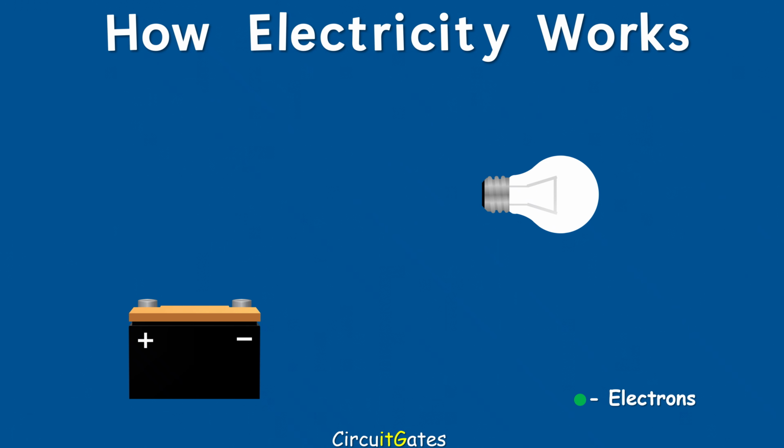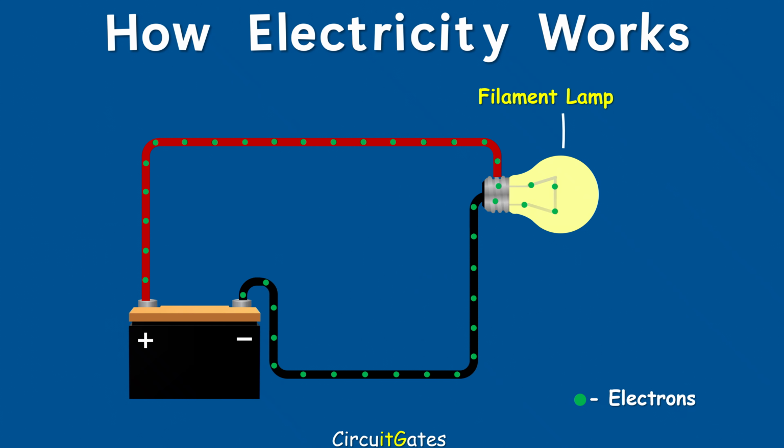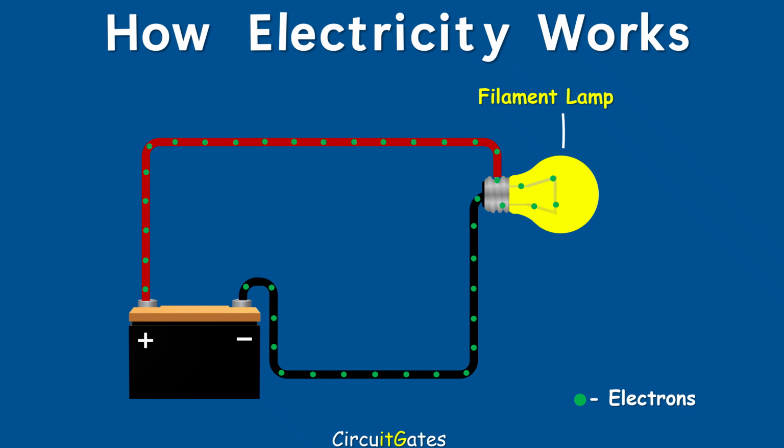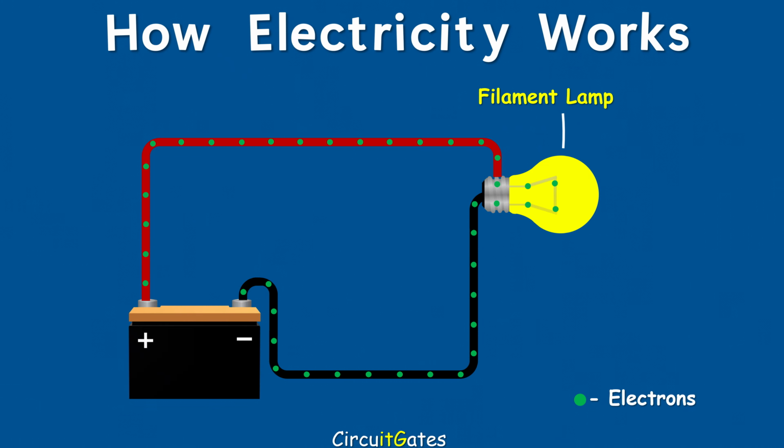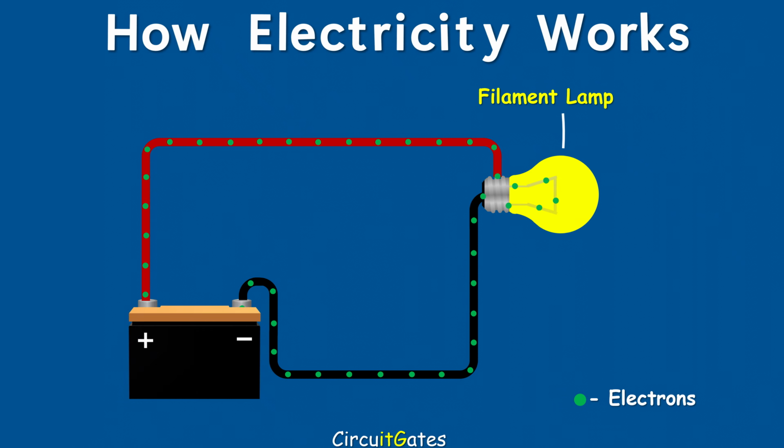For our electrical components such as light bulbs to work, electrons must pass through them at a certain rate in the same direction. When electrons pass through electrical components, the material making up electrical components will start to behave in another way. For example, this filament lamp. When electrons pass through it, the filament heats up and produces light.